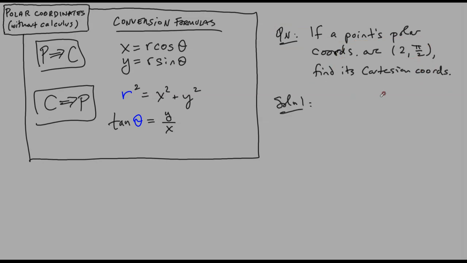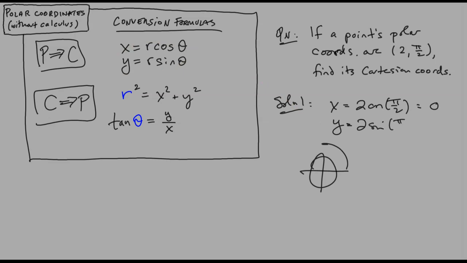Now, one solution is to say, oh, I've memorized these conversion formulas. Let me use them. Okay, so x is r cosine theta. So that's going to be 2 cosine pi over 2. What's cosine pi over 2? Oh, let's see, that's 0. So that's 0. And y? What did I remember? That's r sine theta. So here r is 2 and theta is pi over 2. 2 sine pi over 2. What's sine pi over 2? That's 1. So that's 2. So the Cartesian coordinates are (0, 2).